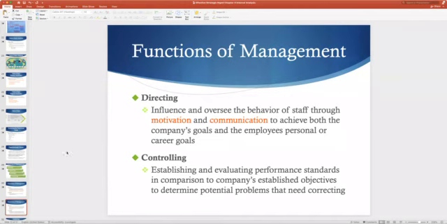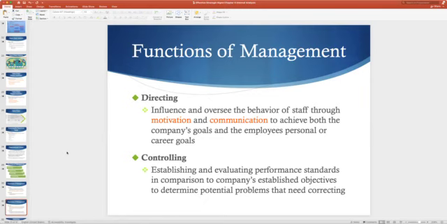Third area, directing, motivating, communicating with those employees, trying to achieve not only the company goals, but those employee goals as well. A good manager tries to identify what those personal goals are of those employees. And is there a way that we can align those personal goals of those employees along with the company goals? And if we can, now we're working in the same direction, both the employee and the company. But that requires good communication from management.